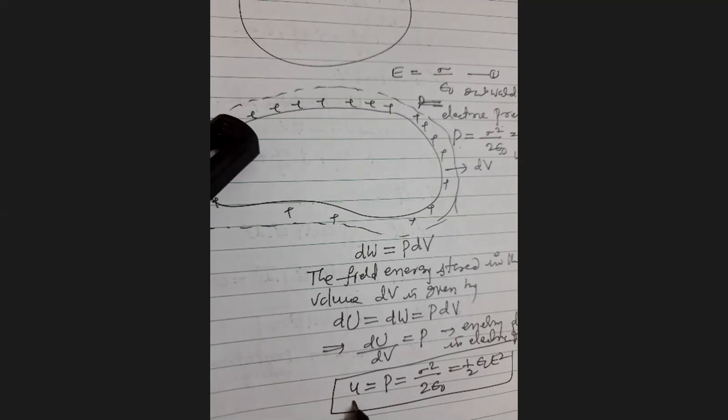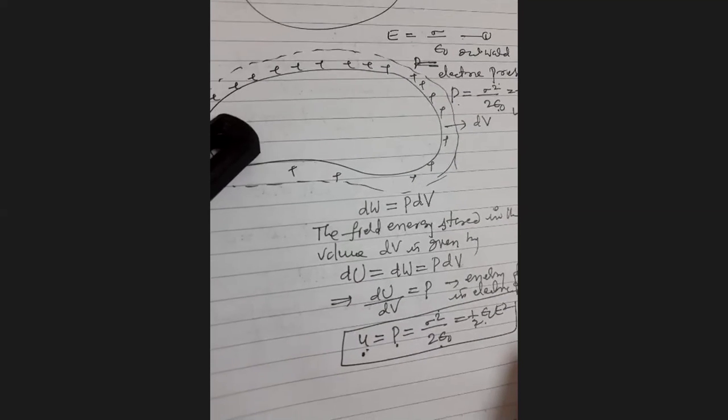Therefore, the energy density is nothing but energy per unit volume in the electric field. Energy per unit volume in the electric field, small u, equal to P, that is sigma square by 2 epsilon naught, equal to half epsilon naught E square.